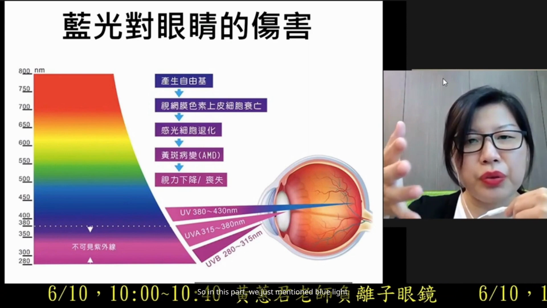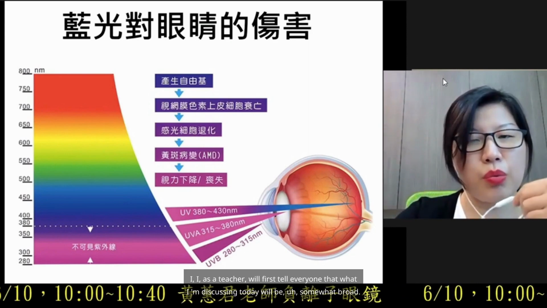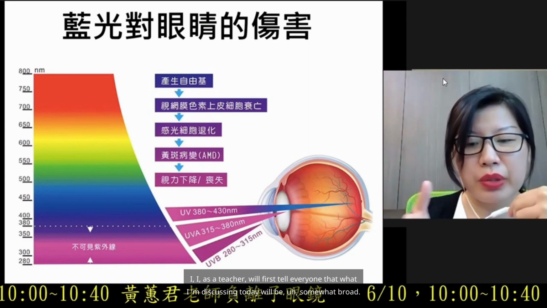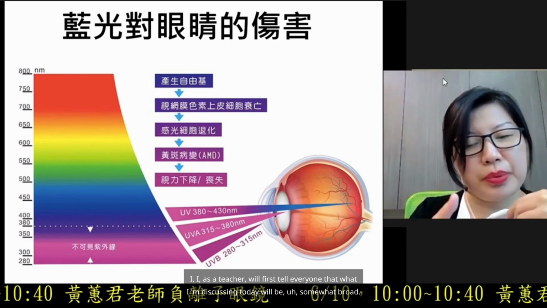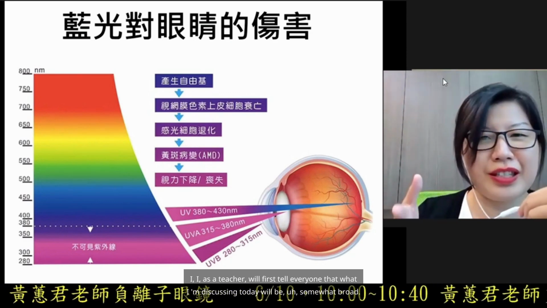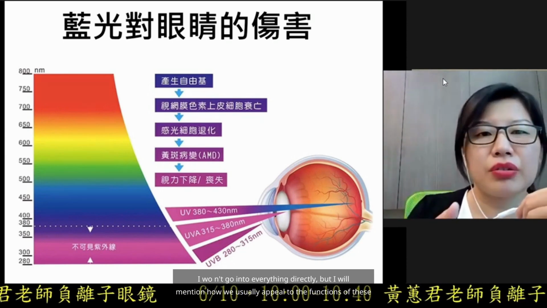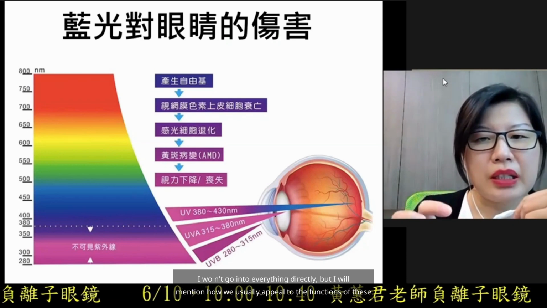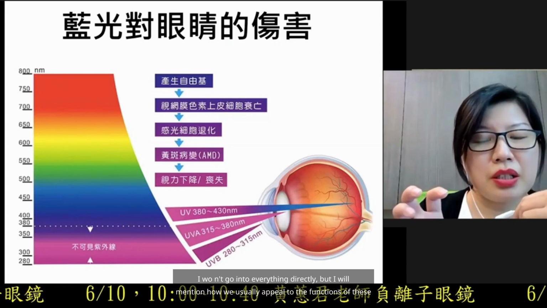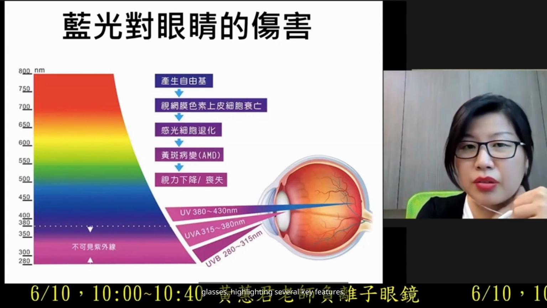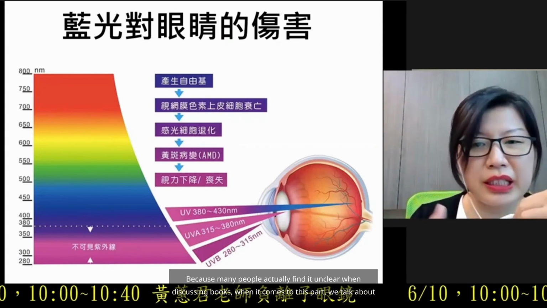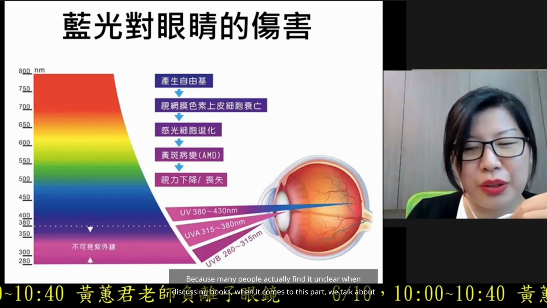So in this part, we just mentioned blue light. I, as a teacher, will first tell everyone that what I'm discussing today will be somewhat broad. I won't go into everything directly, but I will mention how we usually appeal to the functions of these glasses, highlighting several key features. Because many people actually find it unclear when discussing books.